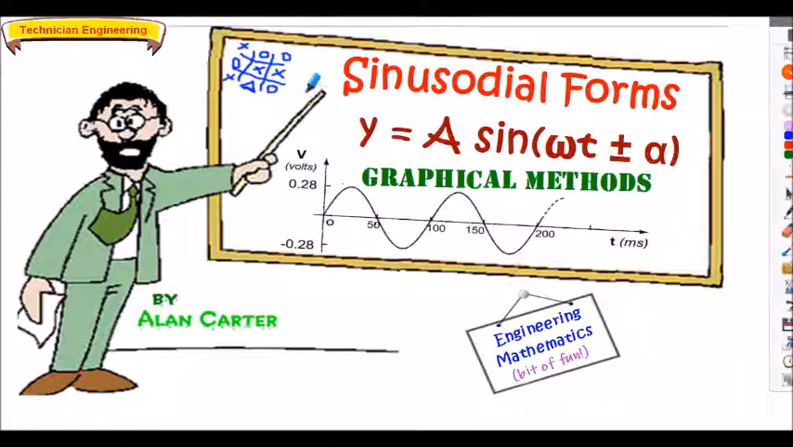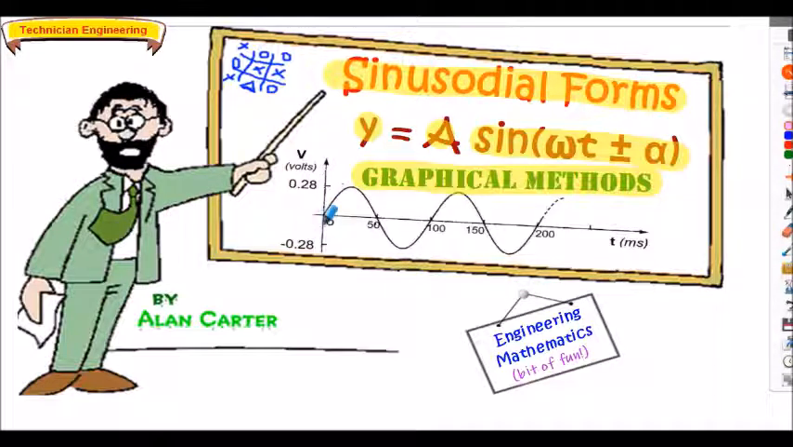Hello, and welcome to this very brief presentation related to sinusoidal forms. We're going to consider waveforms of the form y is equal to A multiplied by the sine of omega t plus or minus alpha, although in this particular presentation the alpha will actually be 0. There is a separate presentation related to sinusoidal forms where the solutions are performed analytically, but in this particular presentation we're going to consider graphical solutions only.